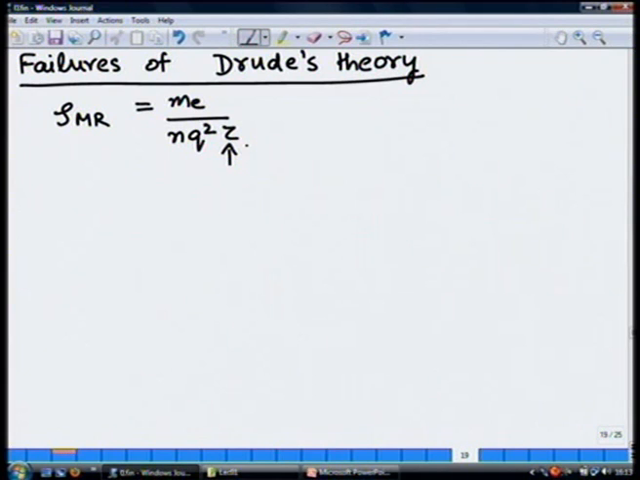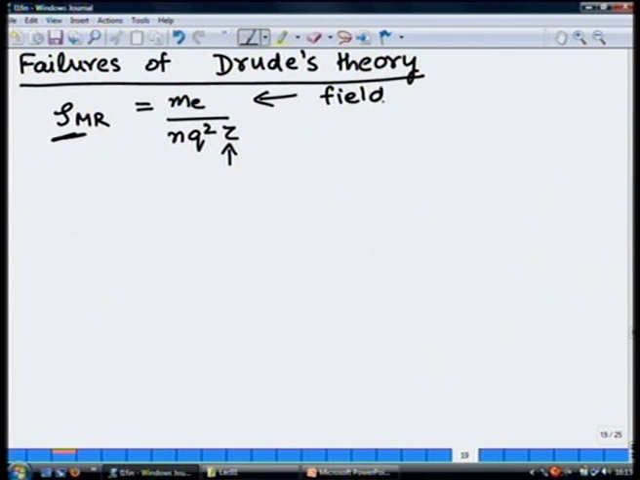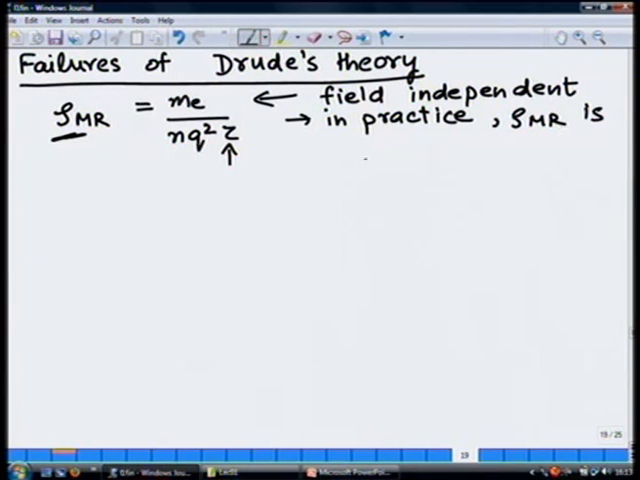What I am trying to point out here is that this quantity is tau dependent. If there is an error in tau, in how we estimate tau from conductivity measurements, then if you independently try to match with rho MR, you should be able to see if the Drude theory is right. If it is right, they should match; if not, they will not match. What you find is that this quantity is field independent, independent of the magnetic field that you apply, but in practice it is not so. If you take a measurement, it turns out to be field dependent, whereas the Drude theory derivation gives it as independent of field.